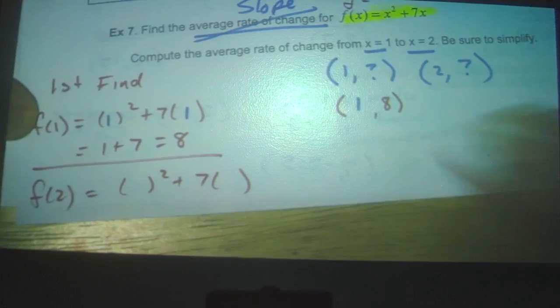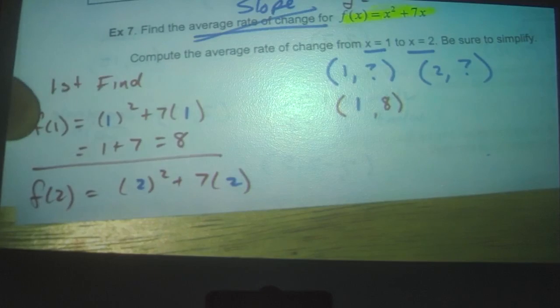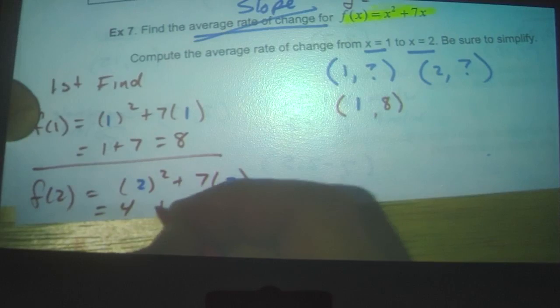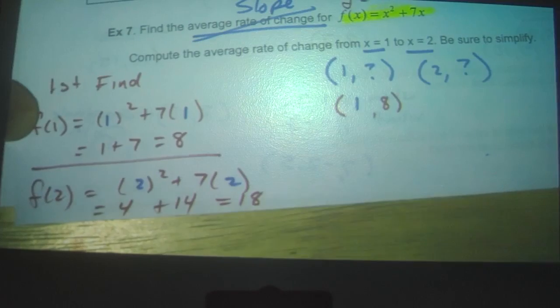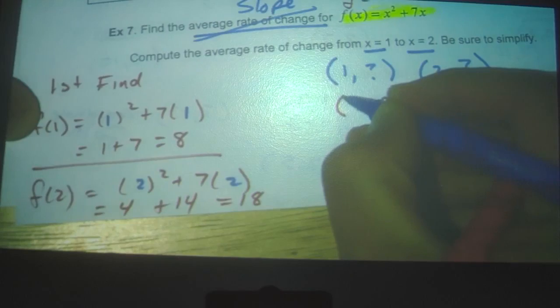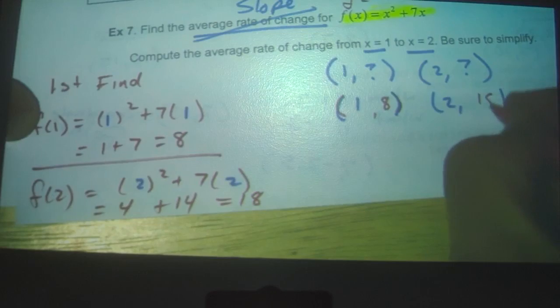Some of you guys are really good. You can just do this in your head. That's fine. I'm showing a little work for notes. So 2 squared is 4. 7 times 2 is 14. Add them up. That's 18. So now I have 2 comma 18.